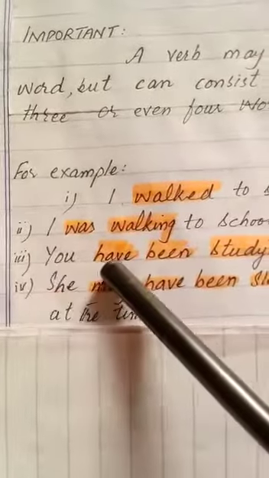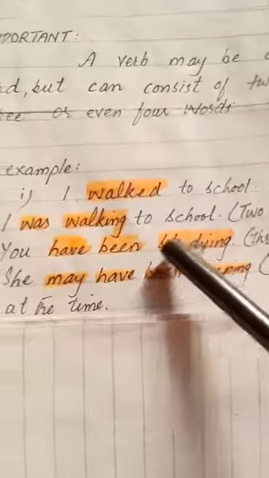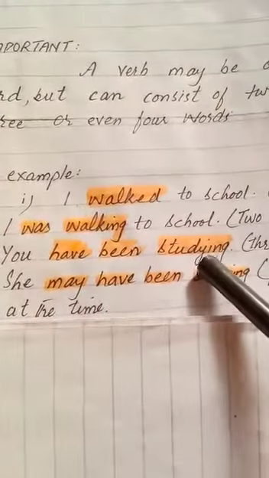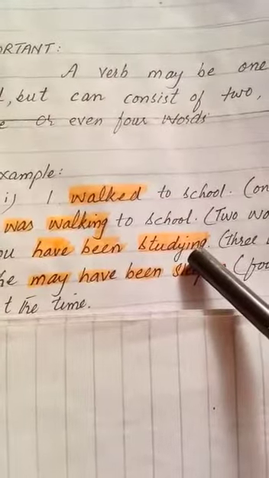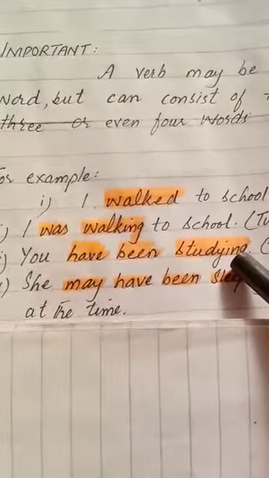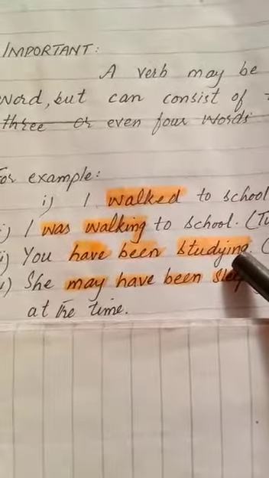In the third sentence, you have been studying. Have been studying. All of these 3 words are giving us the impression of action. So there are 3 words, have been studying. All of these 3 words are performing the function of verb.